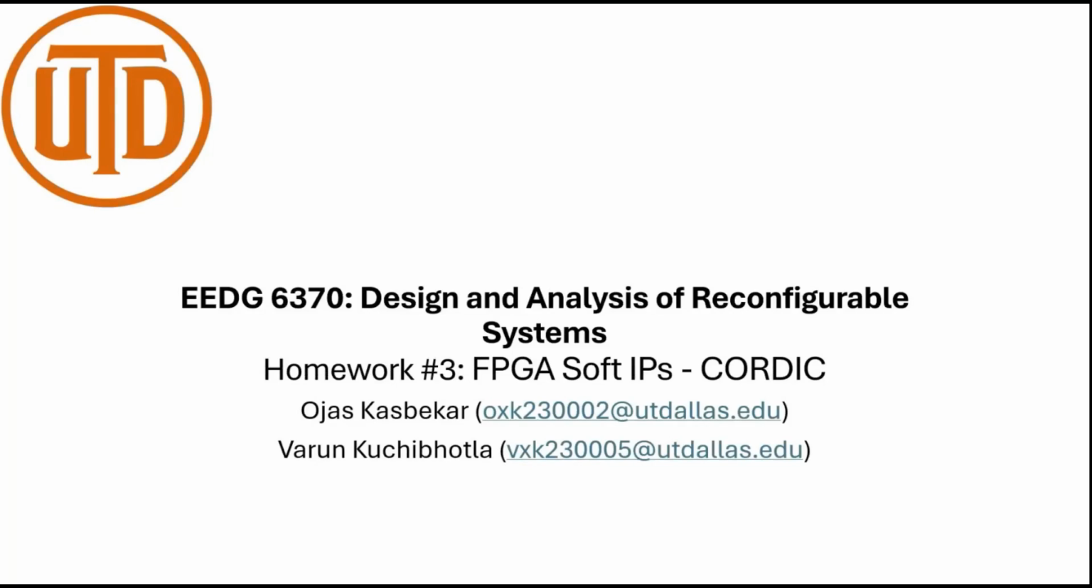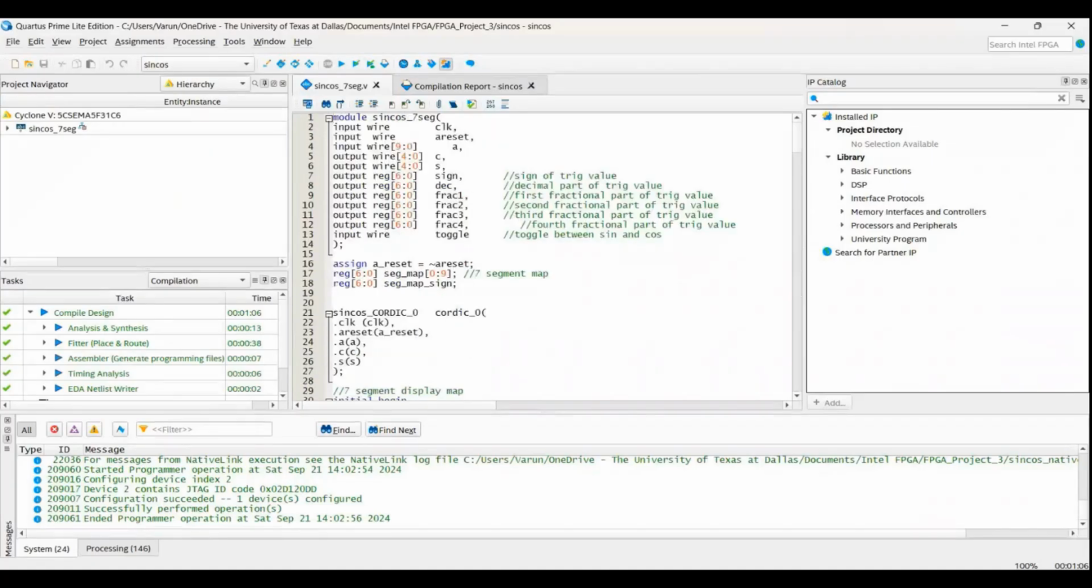We've written a very low code for the 7-segment display here, declared some output registers: sign, decimal, and 4 fractional bits, frac 1, frac 2, frac 3, frac 4, for the 7-segment display in order to declare the decimal value. We have to toggle between the sine and cosine function, hence we have that toggle switch. As always, we have to reset, which is why we have an active high. So we see the output by default.